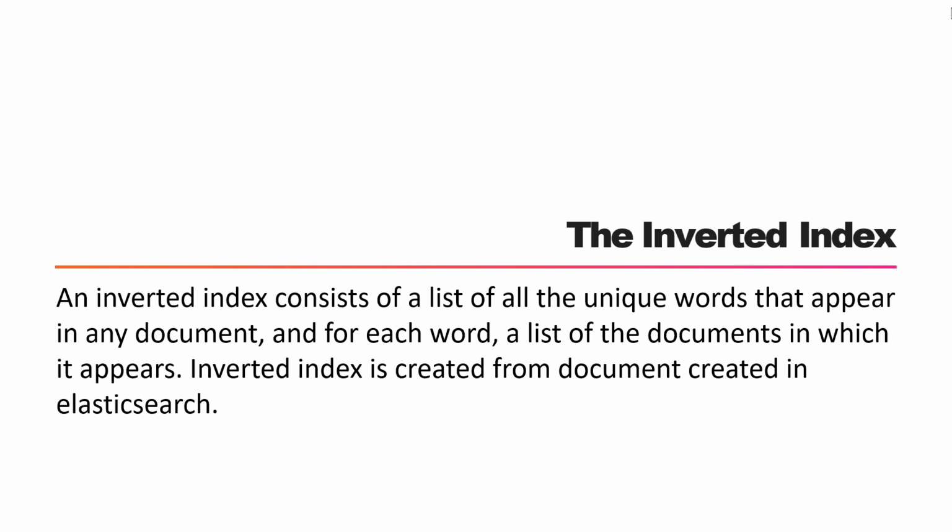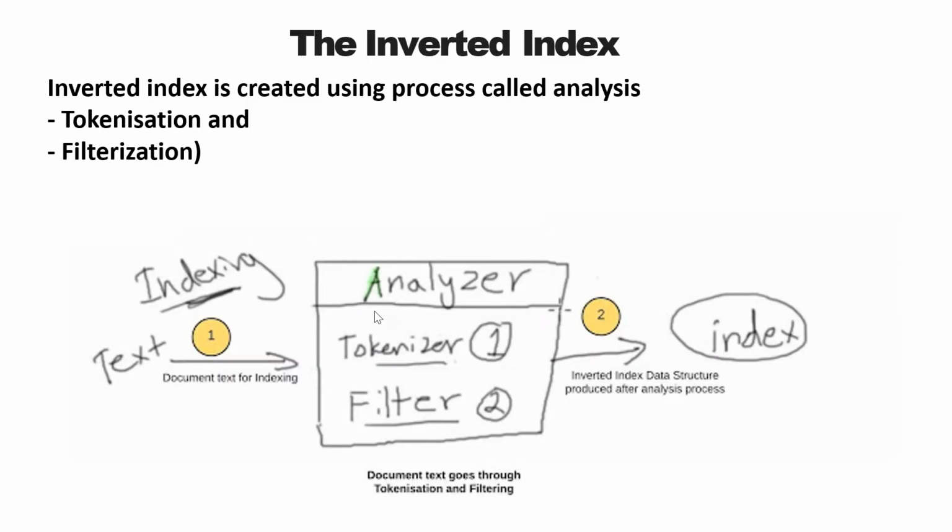So an inverted index consists of a list of all unique words that appear in any document, and for each word a list of the documents in which it appears. An inverted index is created from documents created in Elasticsearch. Okay, so what is the process of the inverted index? The inverted index is created using a process called analysis, which consists of tokenization and filtering.